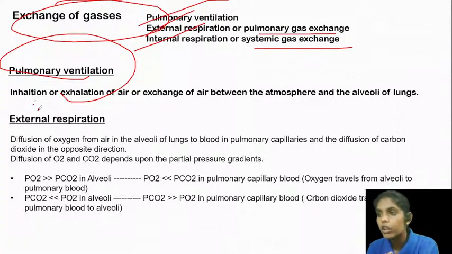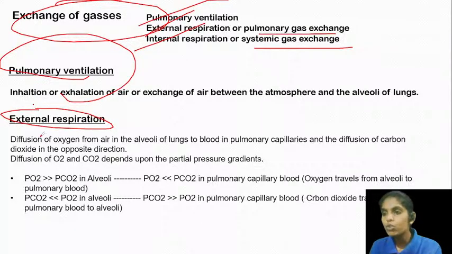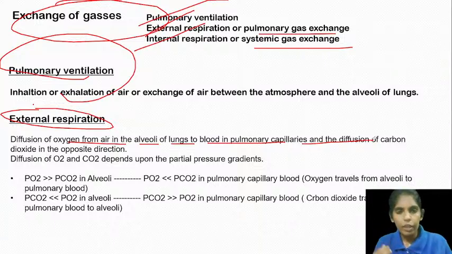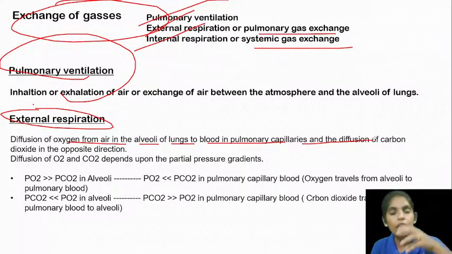Now coming to the external respiration. It is a diffusion of oxygen from the alveoli of the lungs to the blood in the pulmonary capillaries, and the diffusion of the carbon dioxide from the blood into the alveoli. So what happens in the external respiration is, when we inspire air, the air contains the oxygen. So the oxygen present in the alveoli will enter into the blood circulation, and the carbon dioxide present in the blood circulation will enter into the alveoli, and then it will be expelled out of the body.